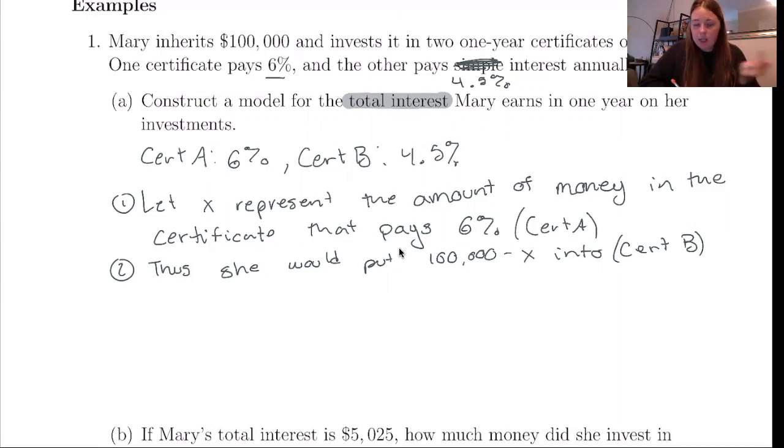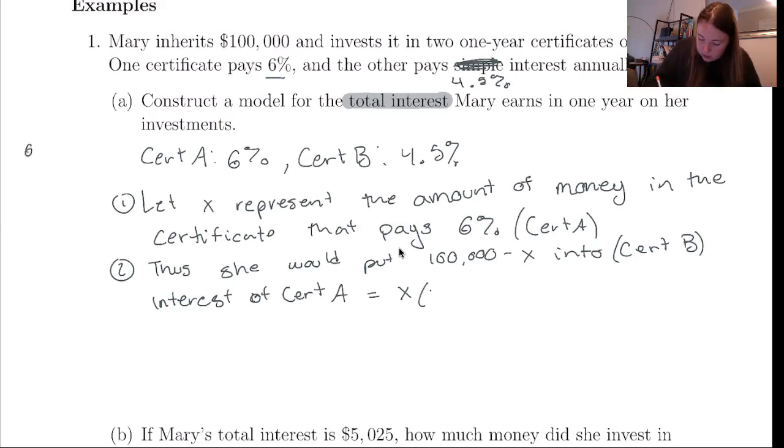So interest rate, 6%, that's how much I'm going to gain. So let's say interest of Cert A is going to be however much I put in, it's just the interest. So I'm just going to gain 6%. I can't write 6%, that doesn't make sense. I have to make it a decimal, a percentage out of 100. So you do 6 divided by 100, which is 0.06.